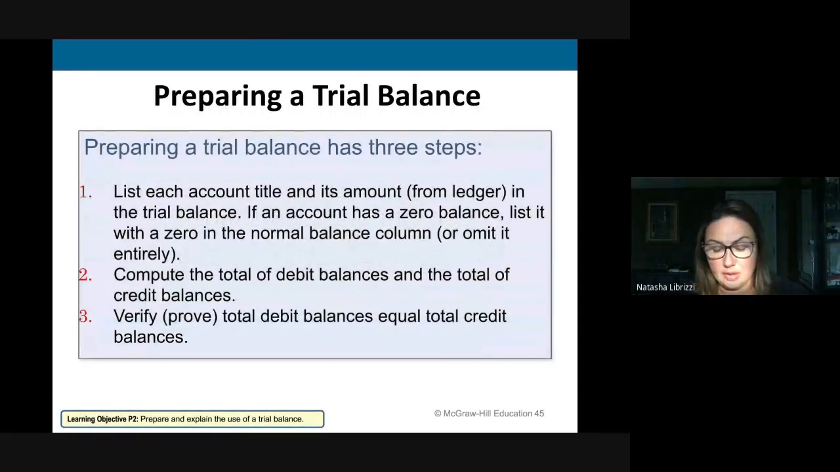When we prepare a trial balance, we list each account title and its amount from the ledger in the trial balance. If an account has a zero balance, we usually don't put it. And they're listed under normal balance. Remember, normal balance is where the account increases. For assets, for example, it's a debit. For liabilities, it's a credit. Then we're going to compute the total of debit balances and the total of credit balances. Verify, as proof, that total debit balance equals your credit balance.